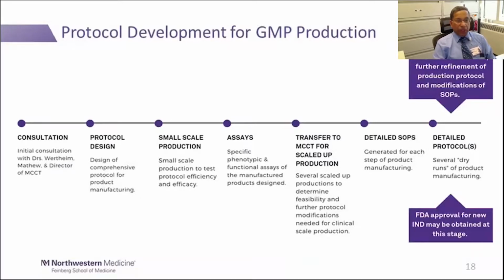Coming to the logistics, these are how we can go about doing this. Initially, there will be a consultation with Dr. Spertheim and the director of the Matthews Center for Cellular Therapy, that is MCCT, the Northwestern's GMP facility, as well as with myself. Then we can design a comprehensive protocol for the product manufacture, followed by a small-scale manufacture either in your own lab or in the immune monitoring core. Simultaneously, we can design and develop assays for the phenotypic and functional testing of the manufactured product.